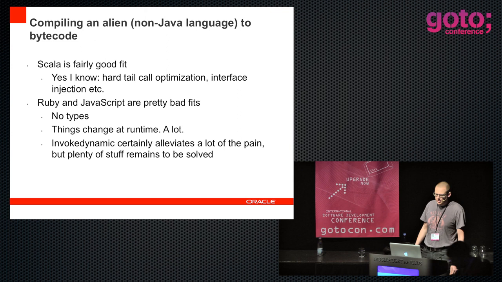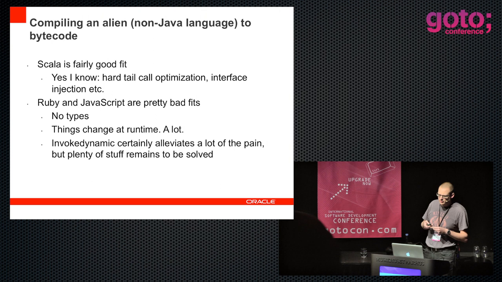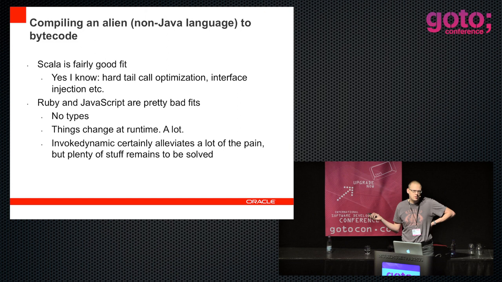You can replace a function with another. Well, you can pretty much replace built-ins in JavaScript, replace Math.sin with something that returns 17. So there's a lot of pain to handle this, which brings more overhead to what you're doing. And invokedynamic certainly alleviates a lot of the pain, because if you have a call site that goes from A to B and someone says that it should now go to C, that's exactly what invokedynamic is for.